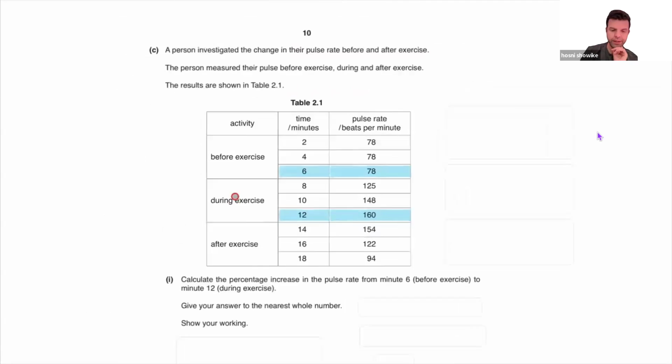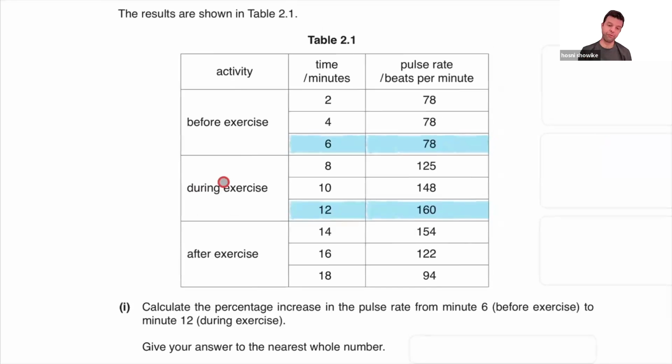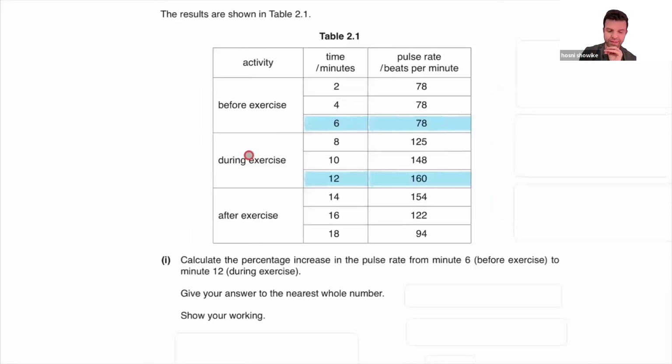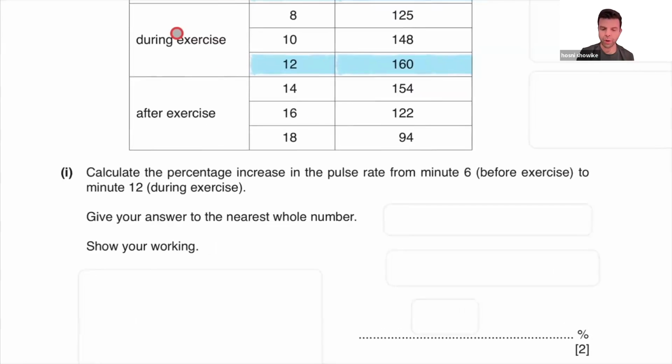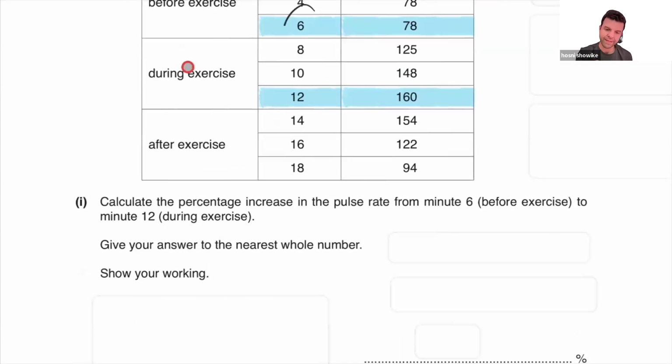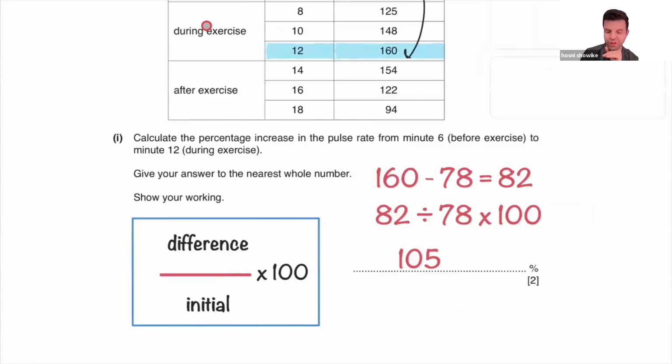Okay. And next, they gave you a table, and it's about some athletes before exercise, during exercise, and after exercise. They're measuring their pulse rate, all right, neck or wrist. And they said calculate percentage increase, just like last time, percentage increase for pulse rate between 6 and 12. So again, I'm going to apply that same formula here, the difference over the initial times 100. So the difference is going to be 160 minus 78. And I'm going to divide by the initial, which is the 78, times 100 gives you the percentage increase.